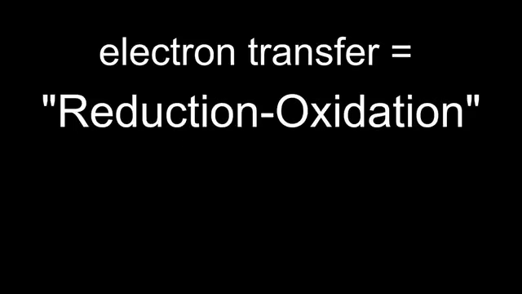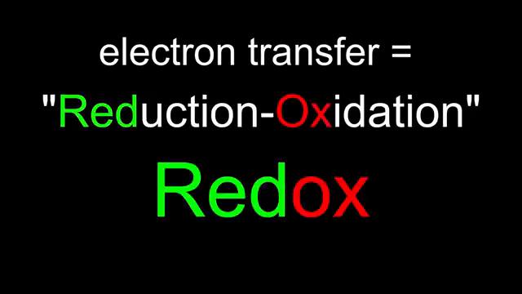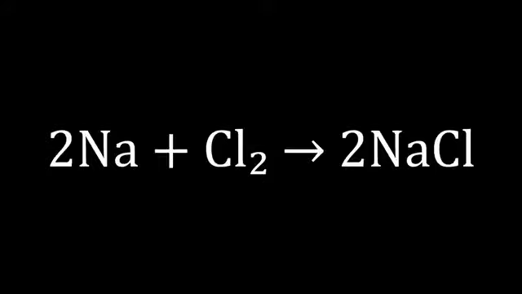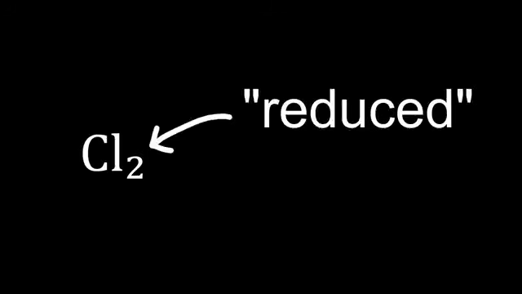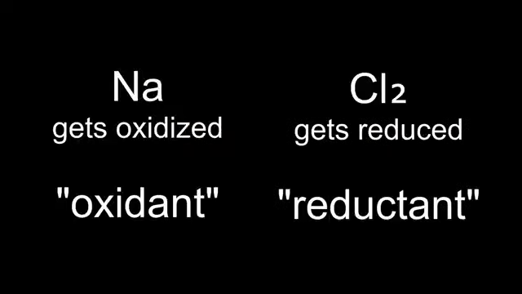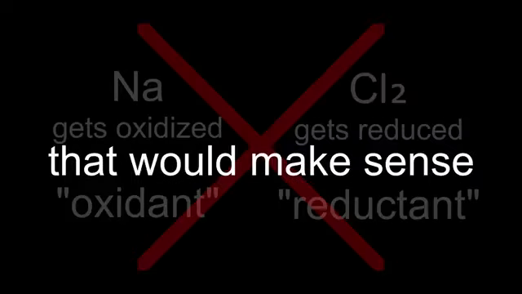Well, that is called a reduction-oxidation reaction, or redox. If sodium chloride forms out of its pure elements, the sodium gets oxidized as it loses an electron and the chlorine gets reduced as it gains an electron. Logically, sodium is the oxidant and chlorine is the reductant. Of course not, that would make sense, it's the other way around.